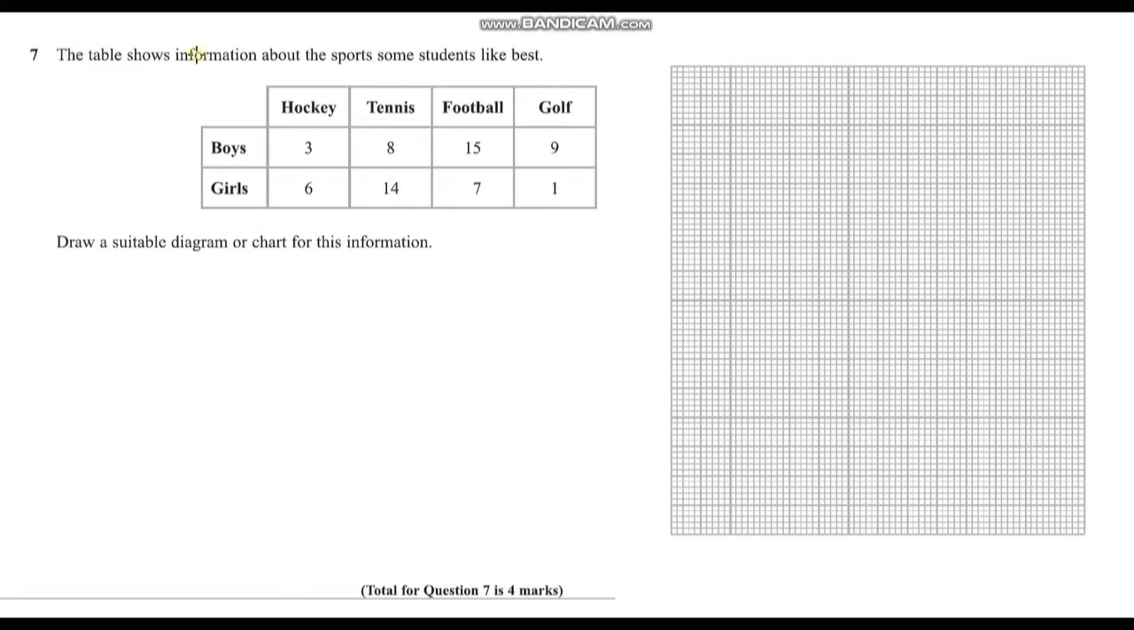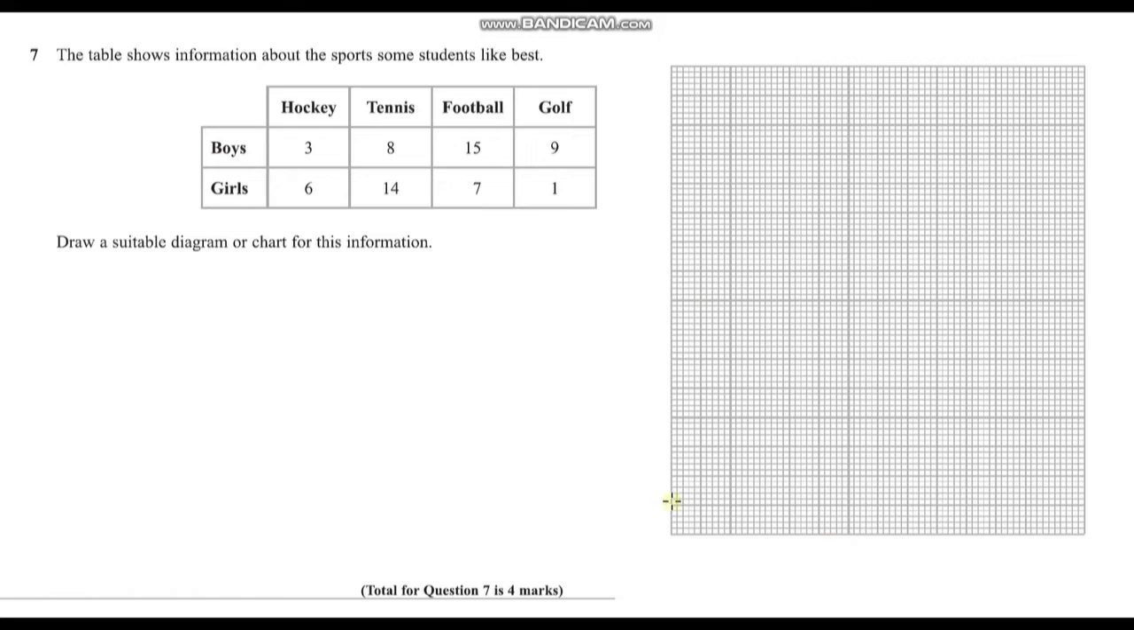Question 7. The table shows information about the sports that some students like best. So we've got 4 different sports here and boys and girls. Draw a suitable diagram or chart for this information. So we've got the grid that we're going to put our chart on, and this is worth 4 marks. So the first thing to think about is what type of diagram are we going to draw? Now, whenever you see categories, you should be drawing a bar chart, okay, not a line graph. So we're going to put the frequency along the y-axis, so how many people like that particular sport, and then the sport along the x-axis.